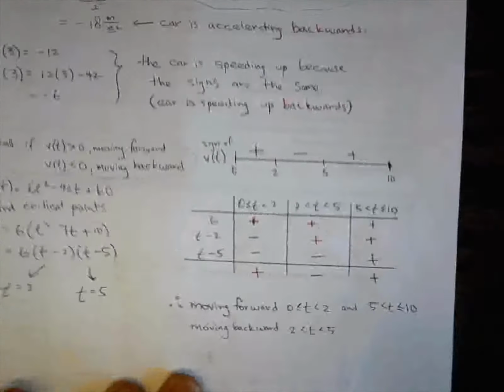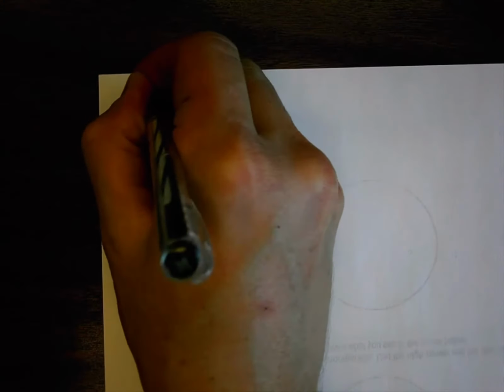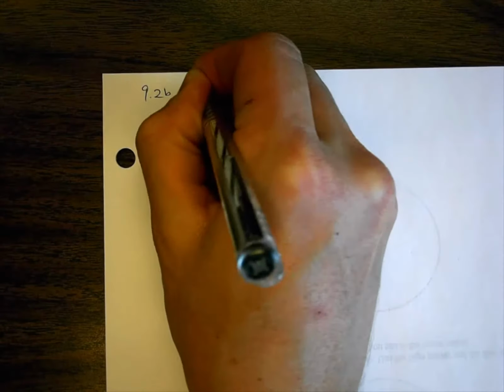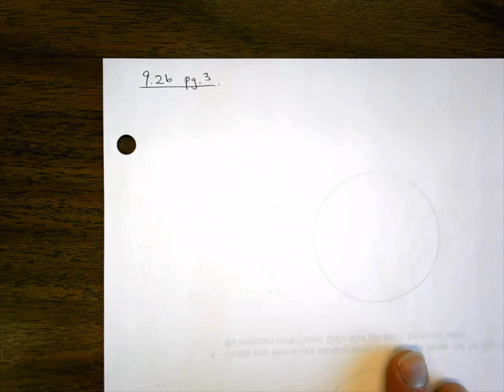Great. Okay, let's keep going. I need a separate sheet of paper. This is going to be 9.2b, page 3. Okay, what do we have now?